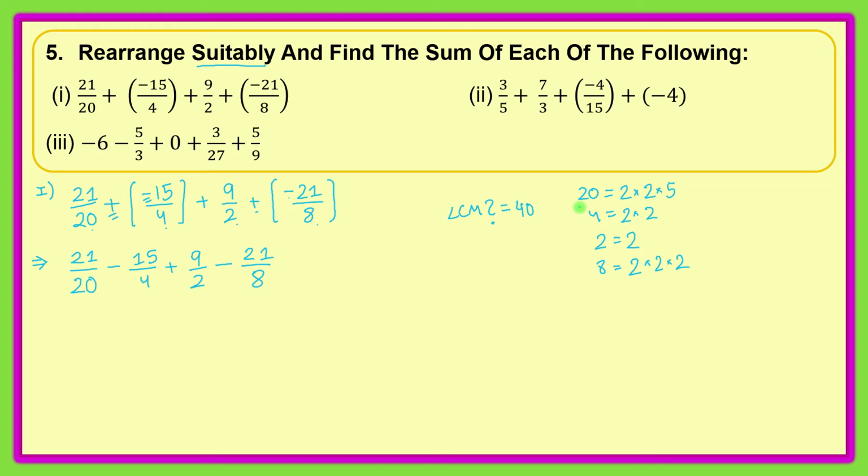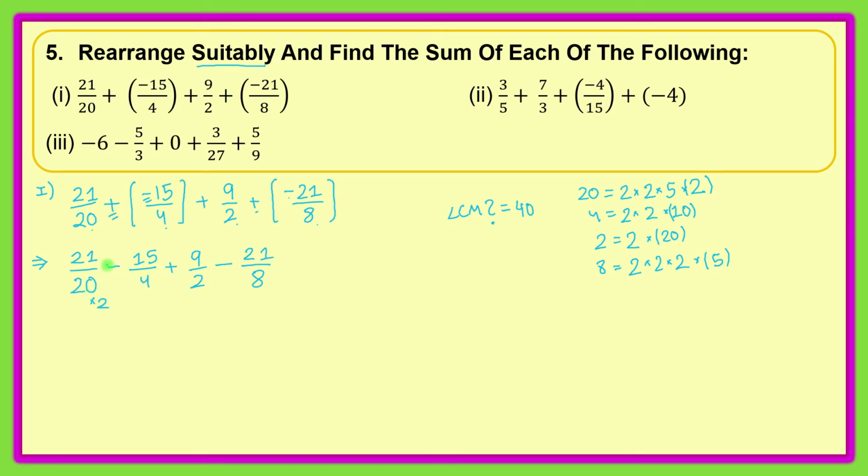My friends, if I multiply 20 by 2, I am going to get 40. If I multiply 4 by 10, I am going to get 40. If I multiply 2 by 20, I am going to get 40. And if I multiply 8 by 5, I am going to get 40. So these are the numbers which we are going to multiply. Okay my friends, so here we go.